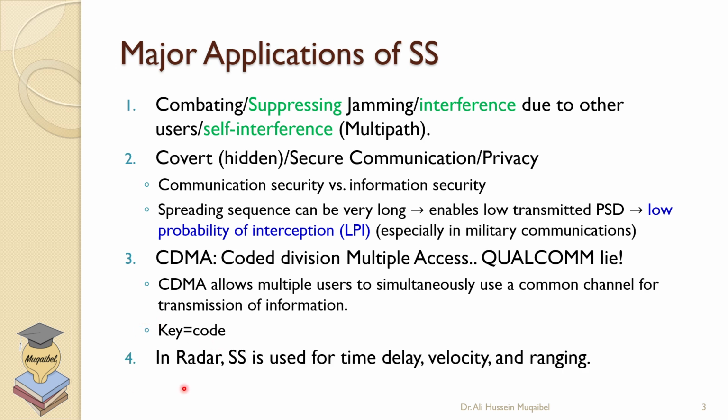The fourth application is in radar. Spread spectrum is used for time delay, velocity, and ranging applications: to find the delay, for high resolution, to find the velocity of objects, and for ranging, finding the distance.